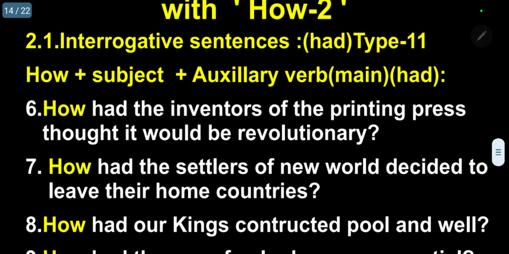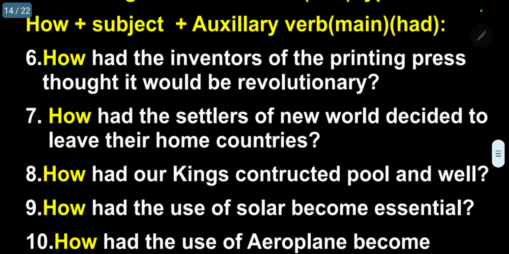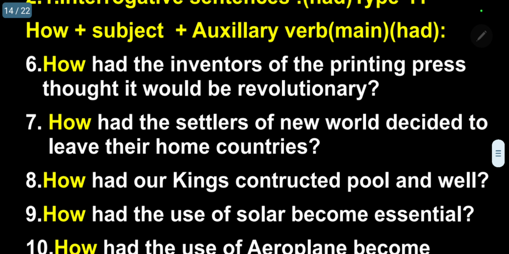So 5 more sentences under had. How had the inventors of the printing press thought it would be revolutionary? Had is the auxiliary verb, thought is the main verb. It also contains another main verb in it would be. It is a compound sentence.